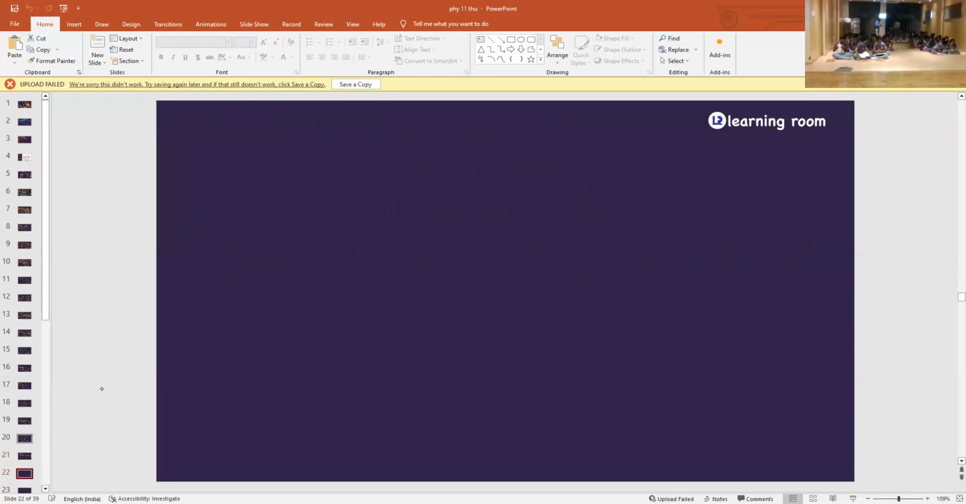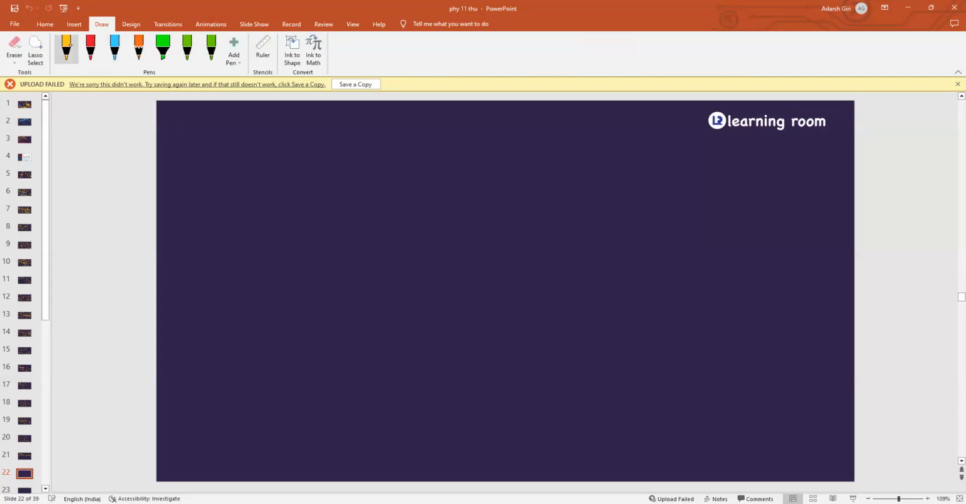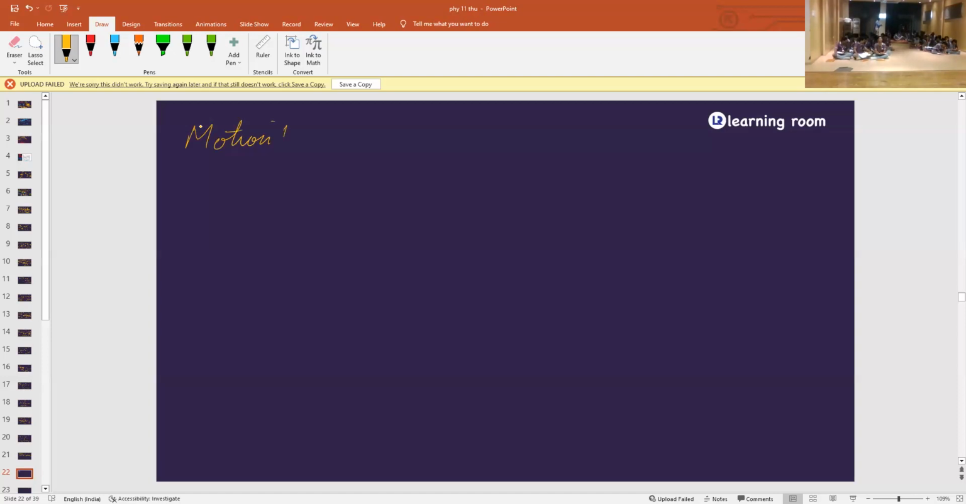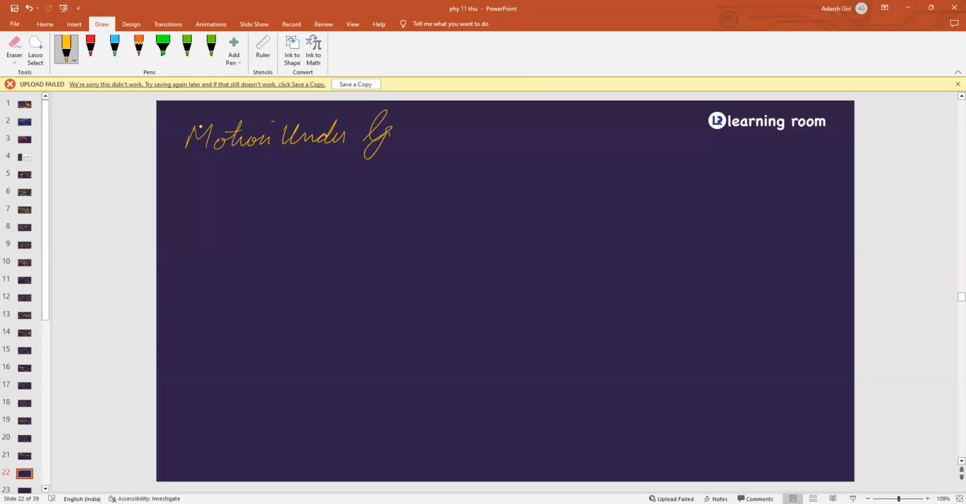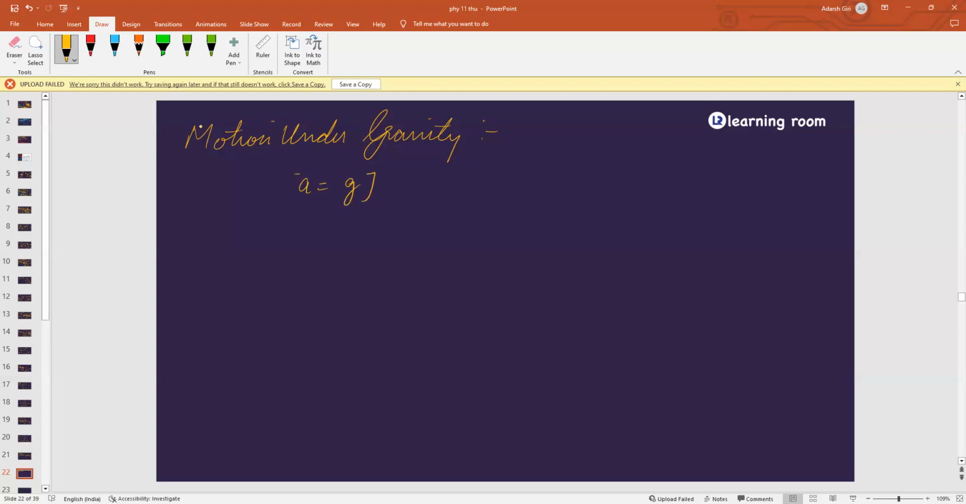We'll be moving forward, and we'll start with motion under gravity. Motion under gravity follows the same rules, just the difference is that acceleration becomes the acceleration due to gravity. That a becomes g. G is the acceleration due to gravity, which is provided by the Earth, and that is the reason for the motion of the object.